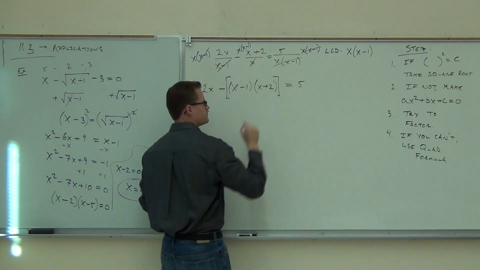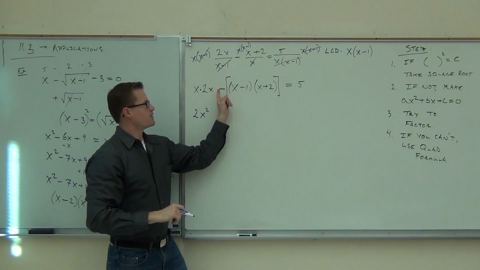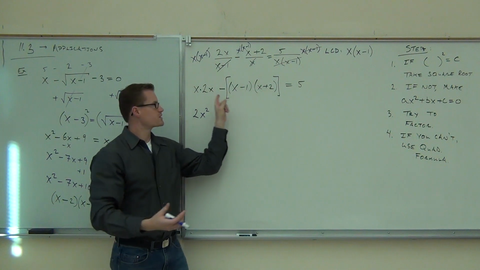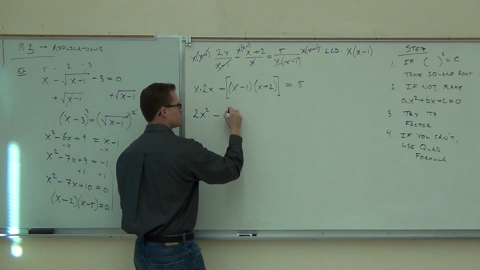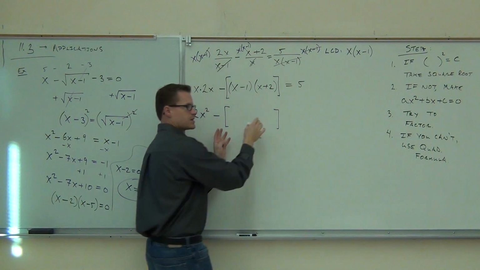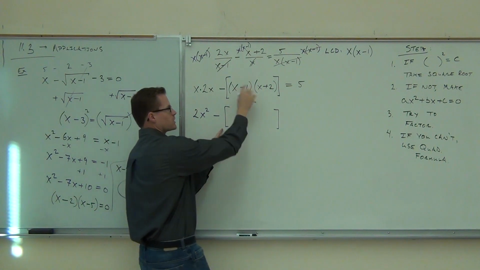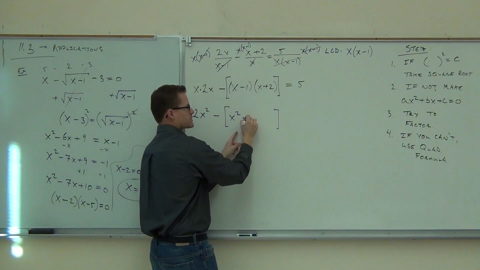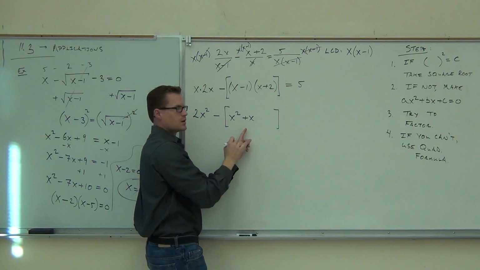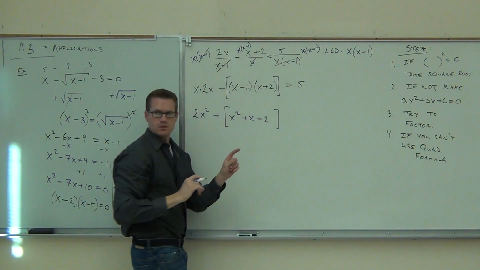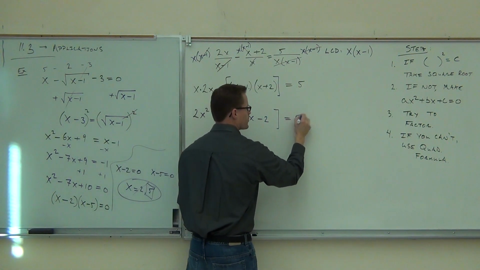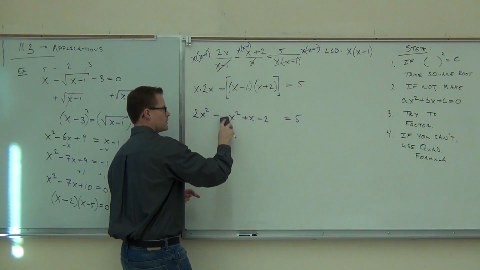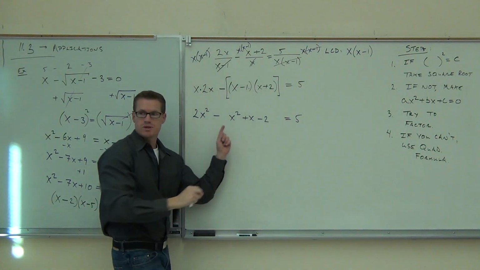Now, here's why. When you are looking at this, this is subtracting this entire expression that's being multiplied, correct? So what this is doing, this is subtracting this thing. Check it out. Look on the board here real quick. You're going to get x squared, plus 2x minus x. That's plus x. Do you follow the plus x? And then you're going to get minus 2. If you don't have parentheses, if you don't have that big bracket, that's what you get.